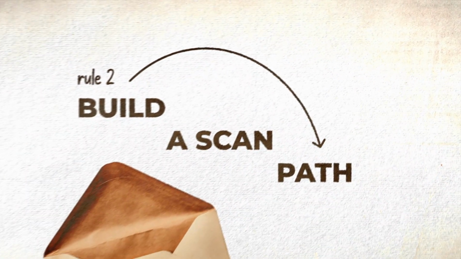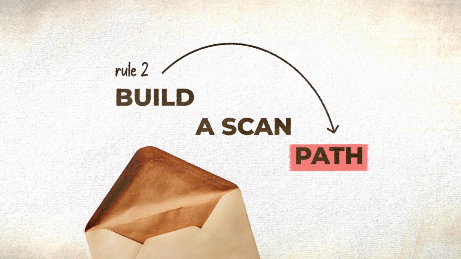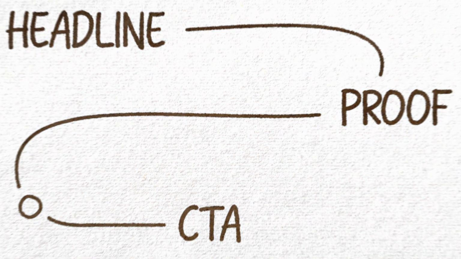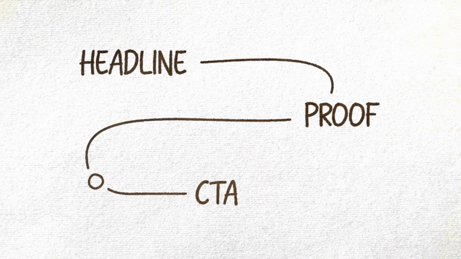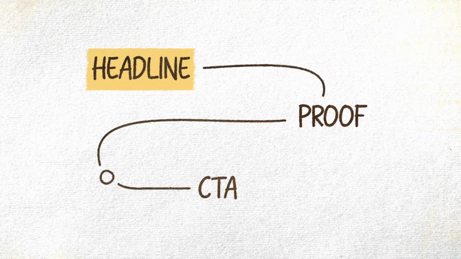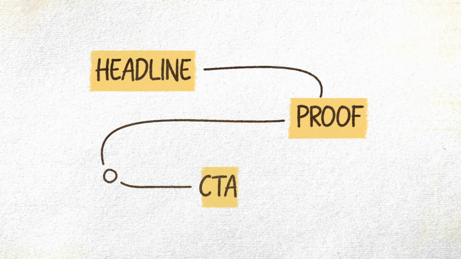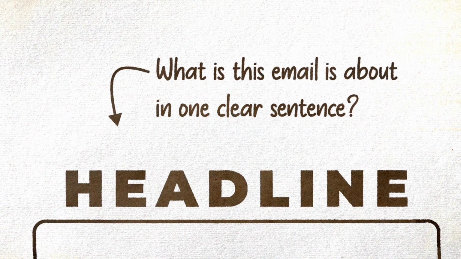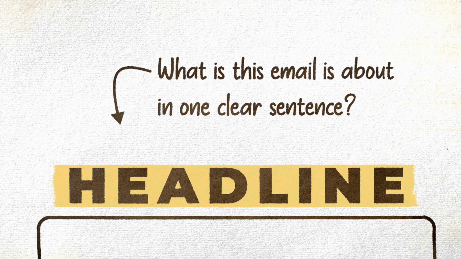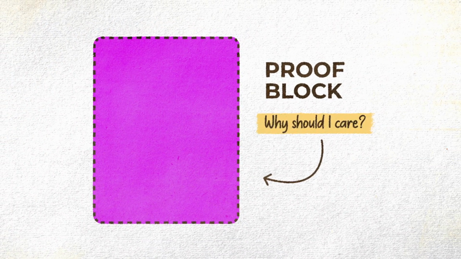Rule number 2, build a scan path. People don't read long emails, they scan them. So we design a simple path for the eye to follow. Headline, proof, call to action. Your headline should say what this email is about in one clear sentence. Then you need a proof block that says, why should I care?